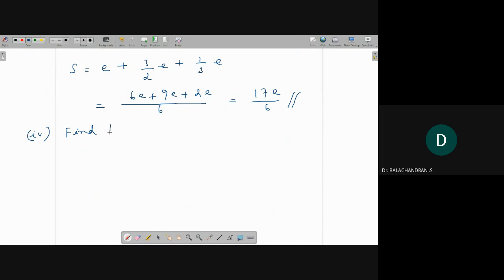Find the sum to infinity of the series, summation n equal to 0 to infinity, 5n plus 1 by 2n plus 1 factorial.